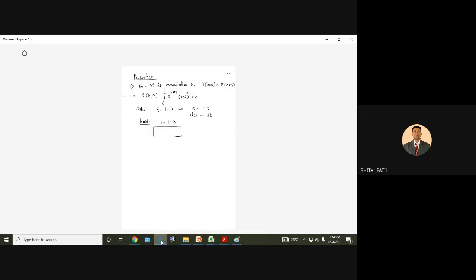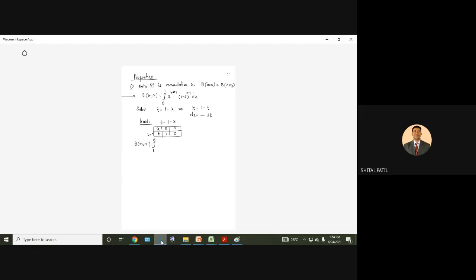चलो आगे बढ़ते हैं. लिमिट्स हम लिख रहे हैं. We are writing limits. Limits of x are known to us, 0 and 1. We want to find limits of t. Substitute x equal to 0: 1 minus 0 is 1. x equal to 1: 1 minus 1 is 0. So the integral will become integration 0 to 1, that will become 1 to 0.